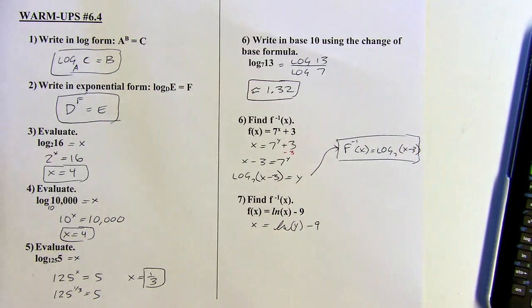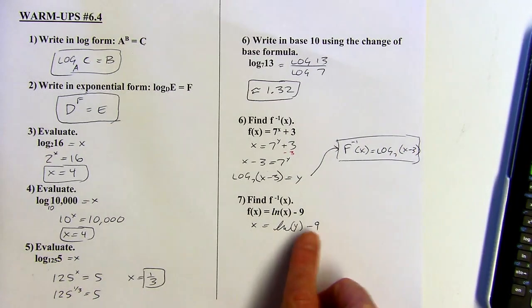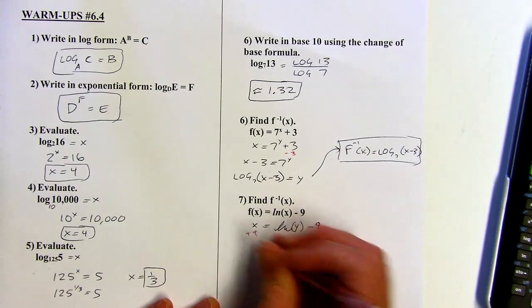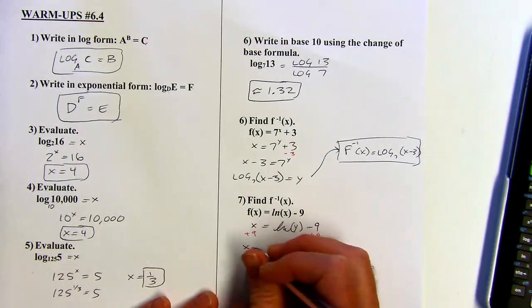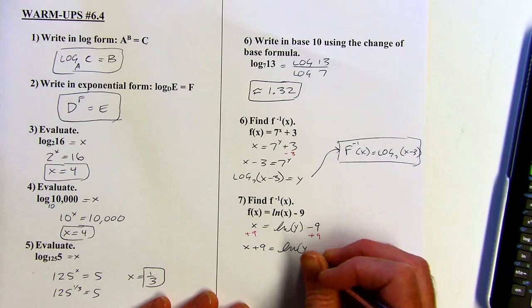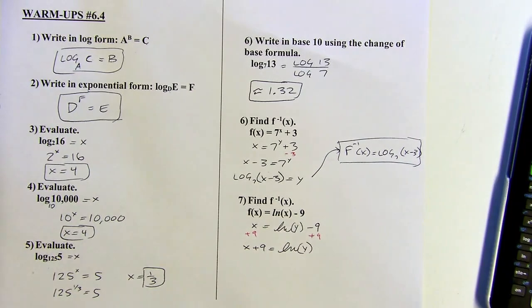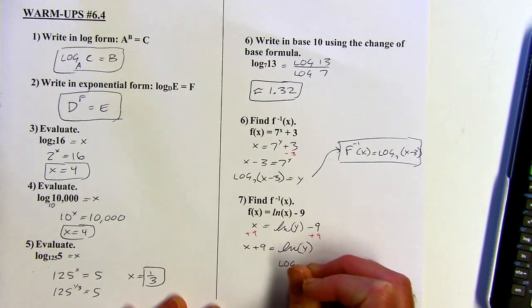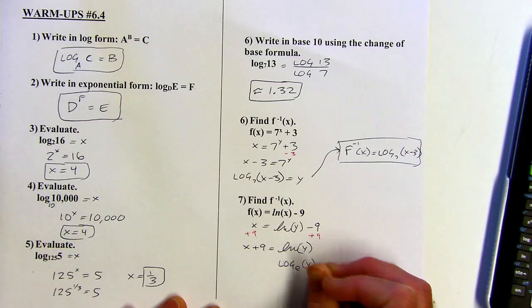Okay, and then I want to isolate the y as much as I can. Since the negative 9 is not inside the log, that means I can add 9 to both sides, and that's what we want to do. So x plus 9 is going to equal the natural log of y. Okay, and then I have to get that y out of the log. So I'm going to have to convert this, and you also have to know that natural log means log base e of y.